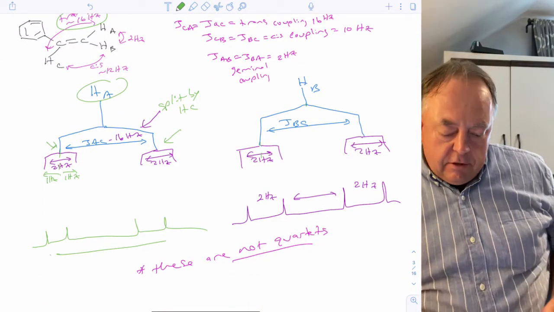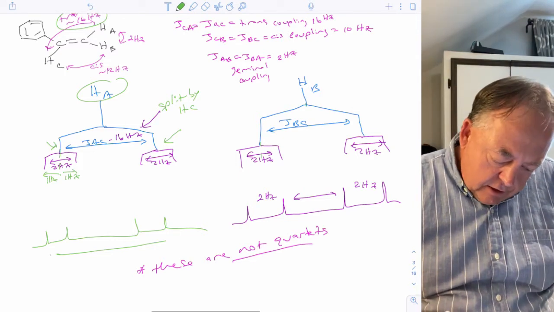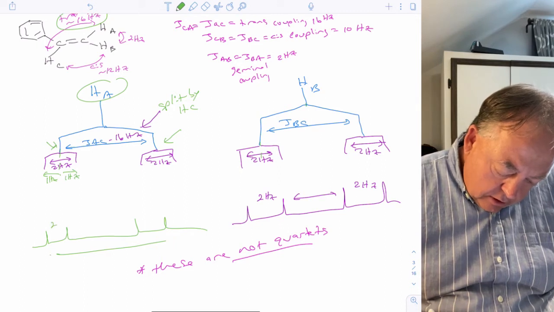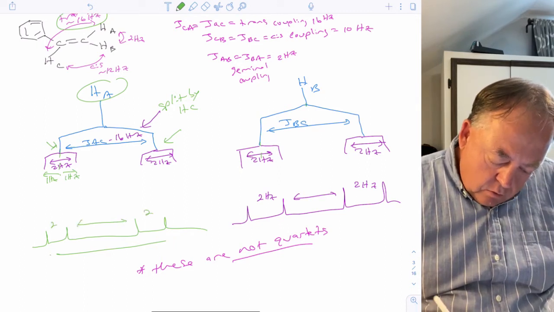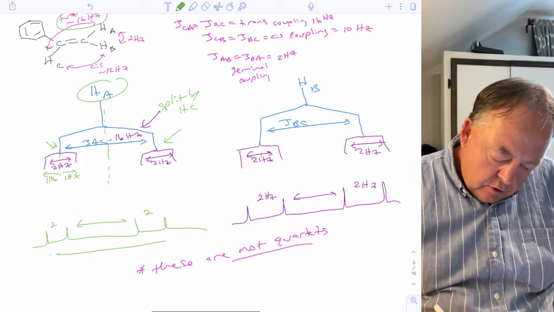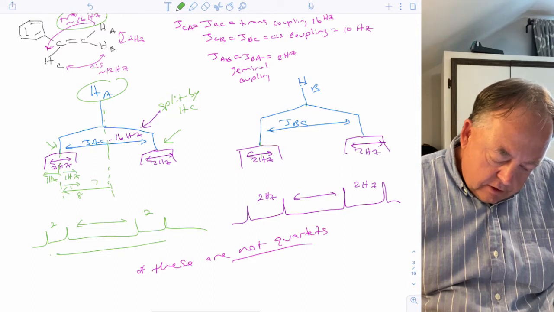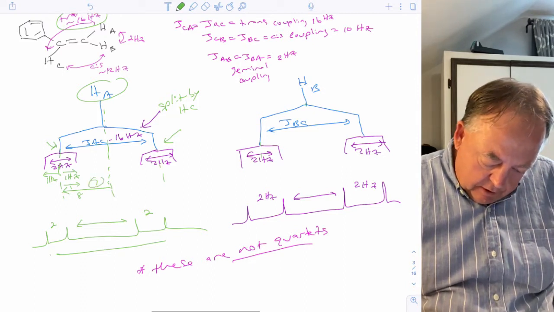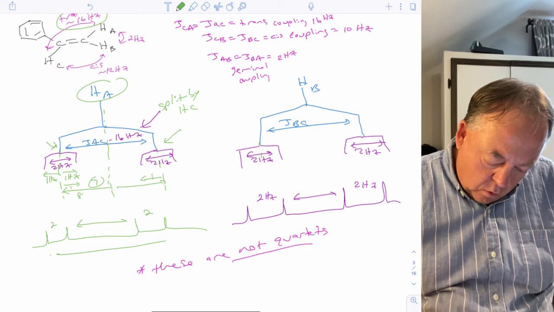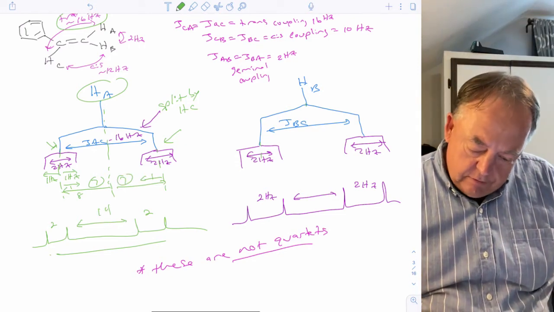Another doublet of doublets, but the distance between those peaks is different because the coupling constants are different. So this is 2 hertz, this is 2 hertz. How many hertz between those 2 peaks? Well, let's again drop a vertical down here. So we went over 8 hertz to get to there, and then we came back 1 hertz. So this is 7. And the same thing here, we went over 8, we came back 1, so this is 7, so that's 14 hertz in between those 2 peaks.